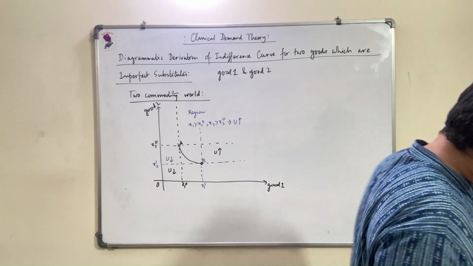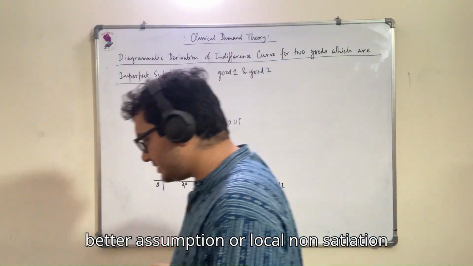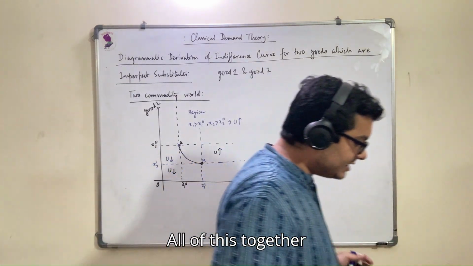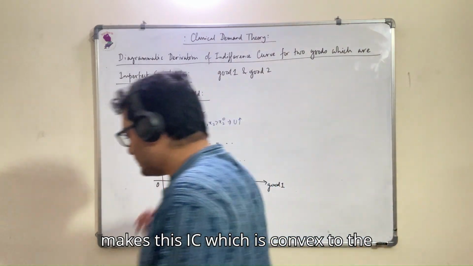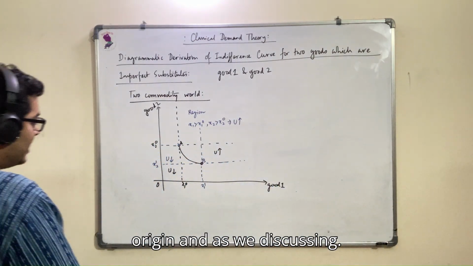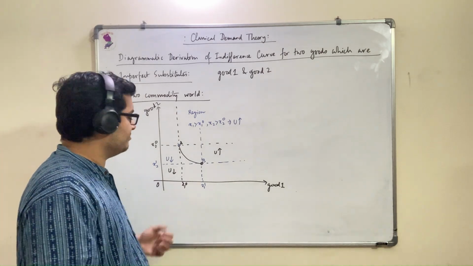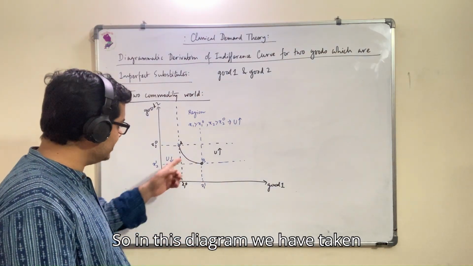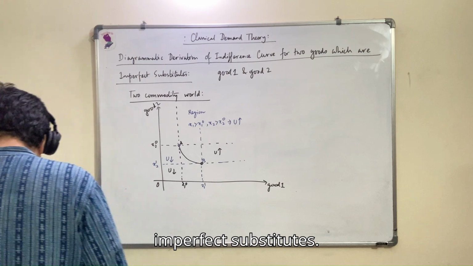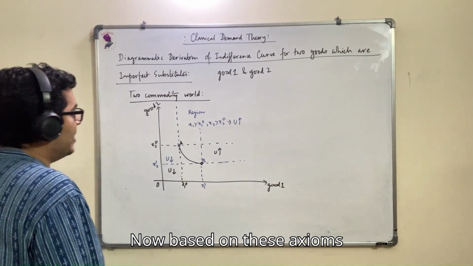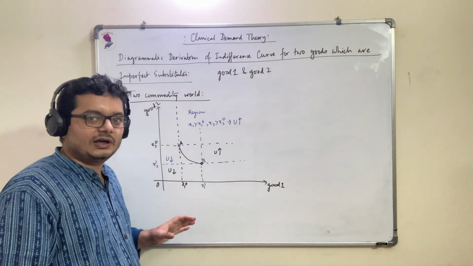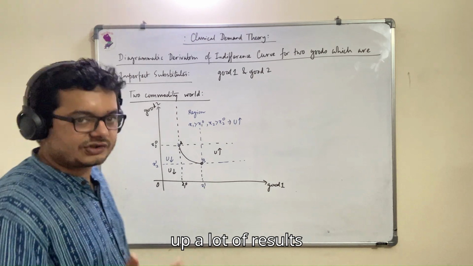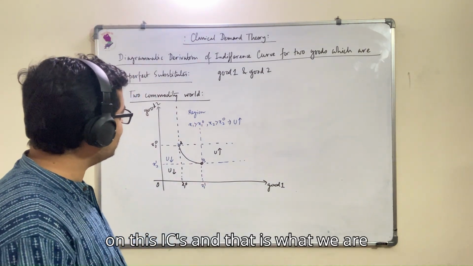So technically speaking, the convexity assumption, the more is better assumption or local non-satiation assumption, and the completeness assumption, all of this together makes this IC, which is convex to the origin. And as we are discussing, I think most of you know that a straight line is the case of perfect substitutes. So in this diagram we have taken imperfect substitutes. Now, based on these axioms, we can line up a lot of results on these ICs, and that is what we are going to do.